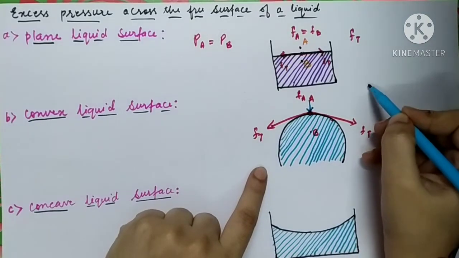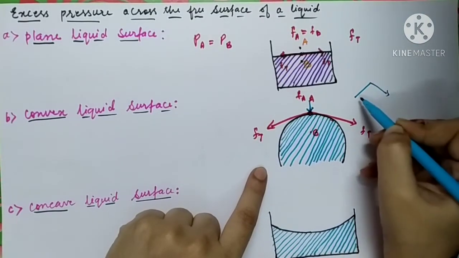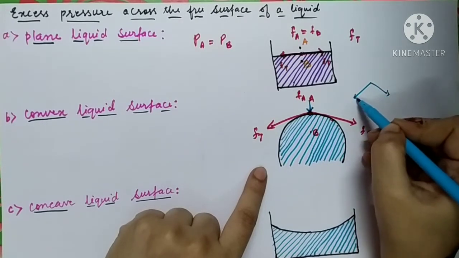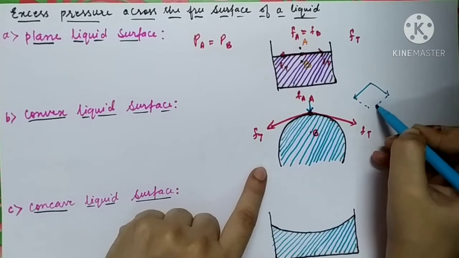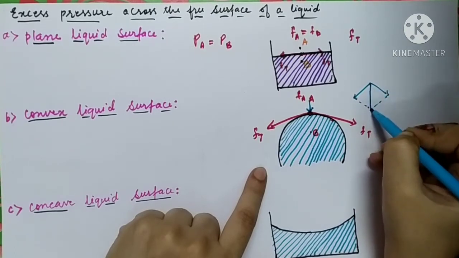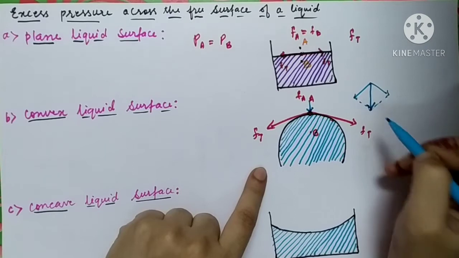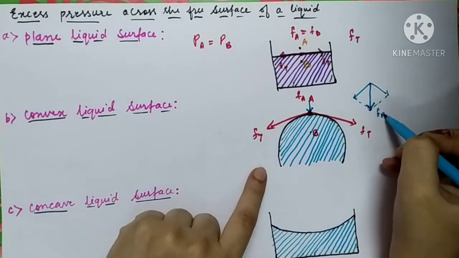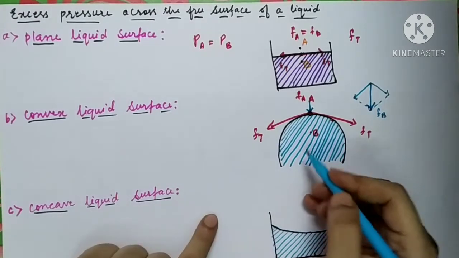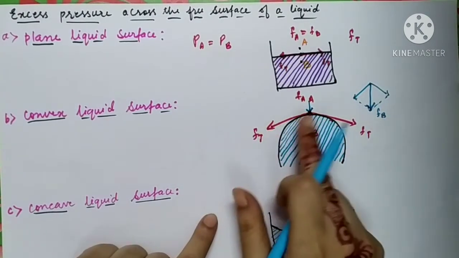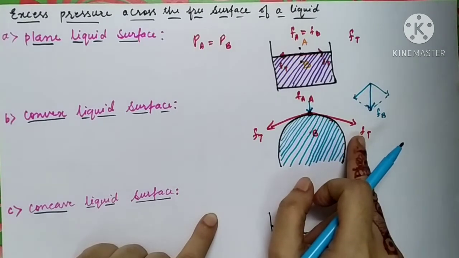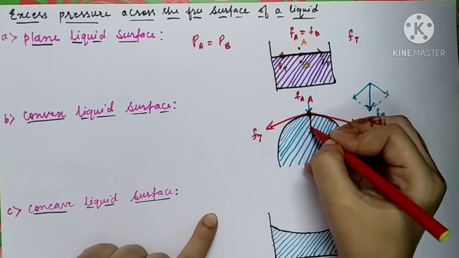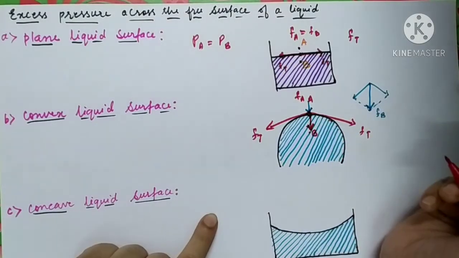It is just like they are forming two adjacent sides of a parallelogram. The resultant of these two forces will lie along the diagonal. When you complete the parallelogram, the resultant force will come along the diagonal. So this will be the force acting on point B. The resultant of these two forces due to surface tension will be acting in a vertically downward direction.